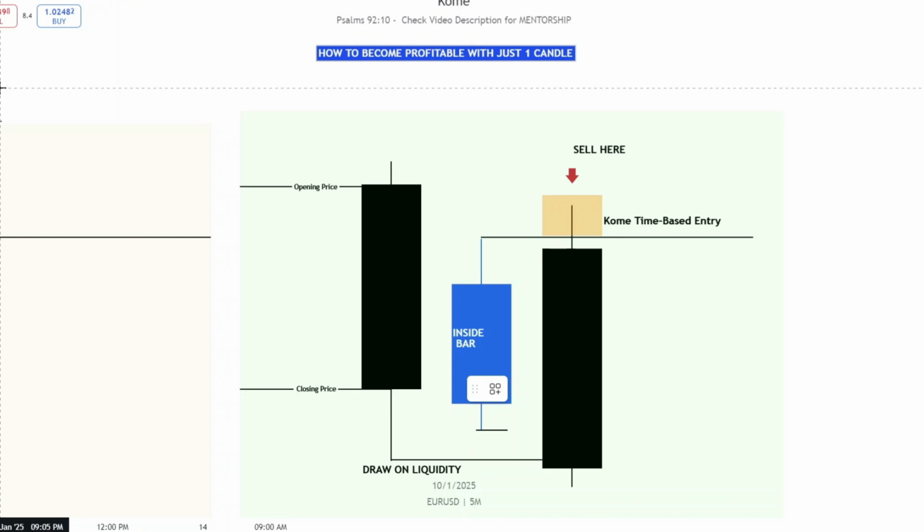Either we expect a reversal or a continuation. So you might quickly say, how do we know if it's a continuation or reversal? Make sure you subscribe if you want to know that.